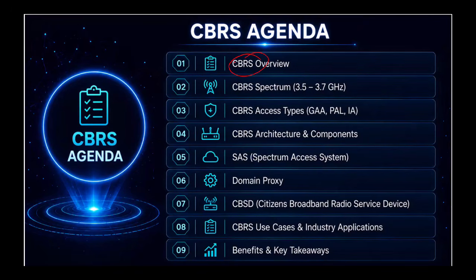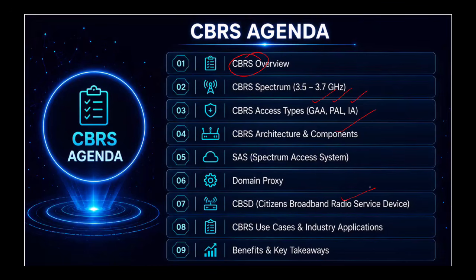Then we'll discuss the three types of CBRS spectrum access. It can be incumbent, it can be PAL, or it can be GAA. Next, we look at the CBRS network architecture and the main components. So we'll discuss CBSD, which is the radio or base station equipment using CBRS spectrum.